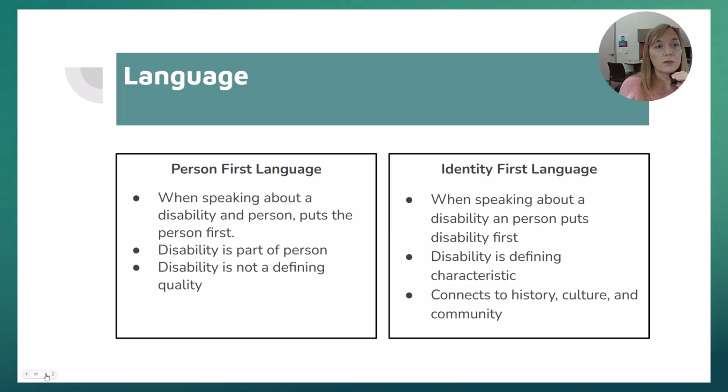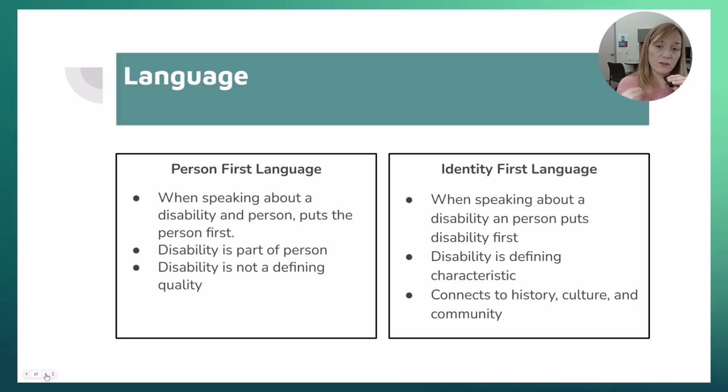Now, we also have what's called identity-first language. And that's when you would put the disability first because they feel like it's a very defining part of who they are. And there is some discrepancy right now in the autism community over person-first versus identity-first language. Some people prefer to be called a person with autism, while other people would rather be called an autistic person. Again, if you are dealing with somebody, that is their identity, so it is up to them. So I would encourage you to ask them.